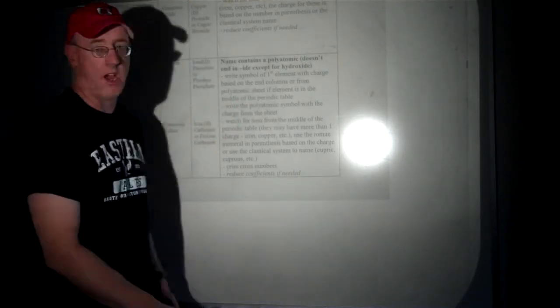So if this was 3 and 3, we reduced to 1-to-1. 2 and 4, we reduced to 1-to-2. So just be aware of that. There weren't any examples here. I think a couple of these others may have an example on, so take a look at that. Okay. So those are, real briefly, a quick review of the ionics.